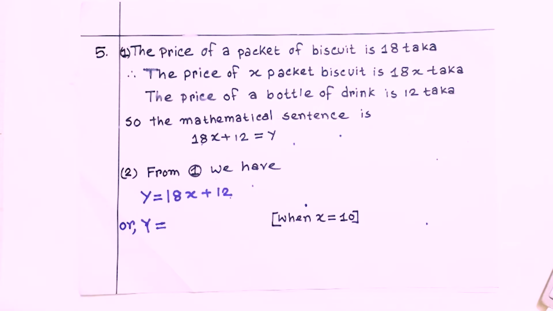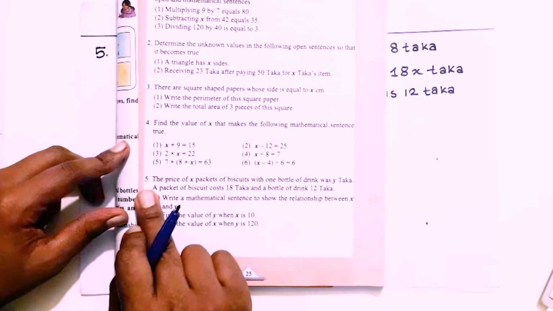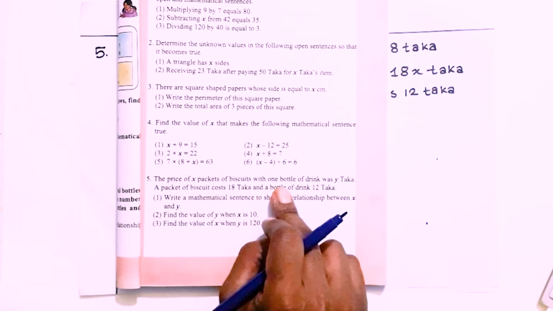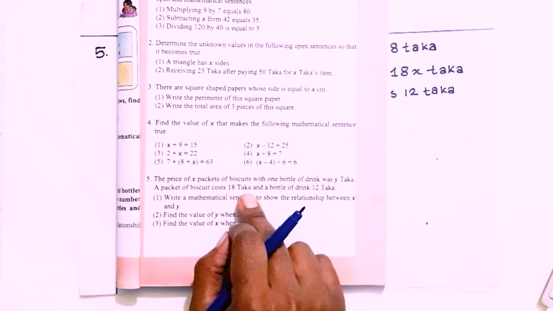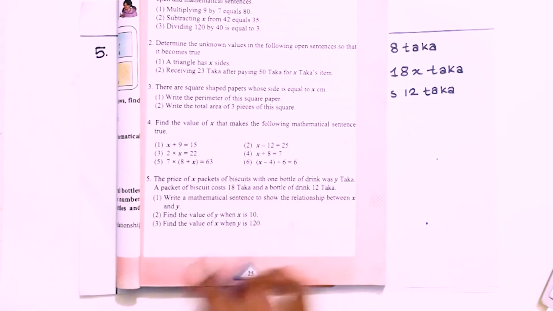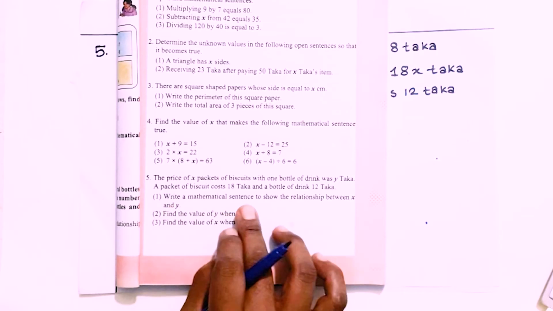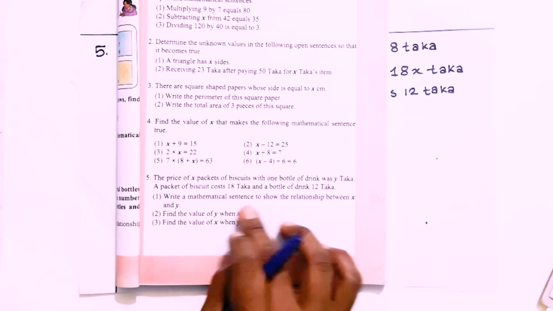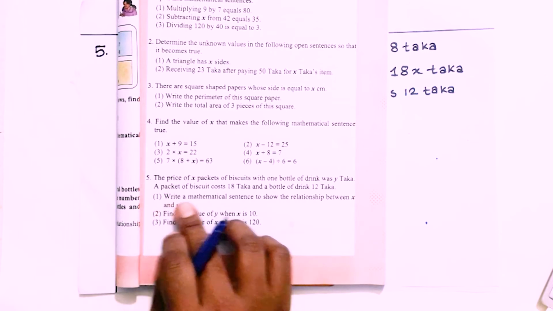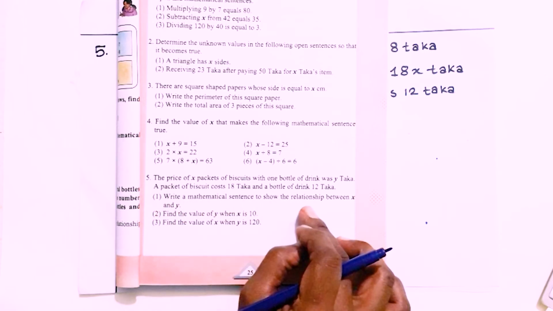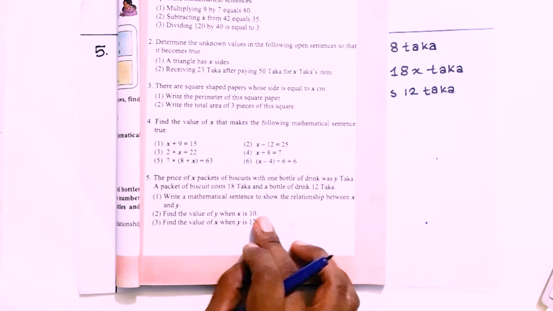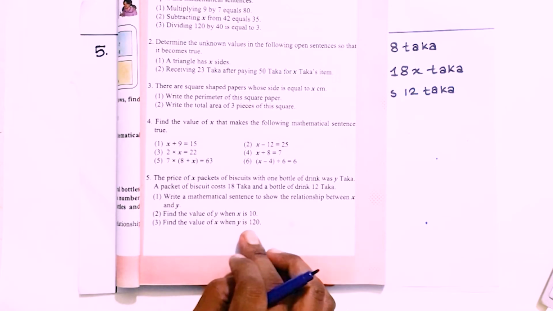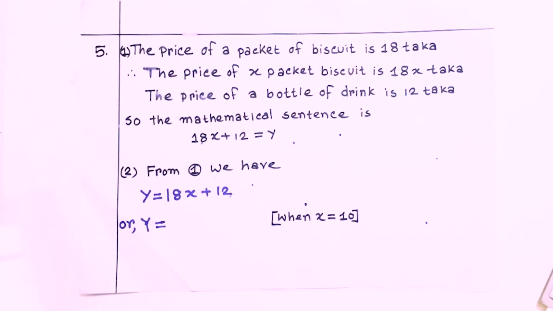Now, my dear students, go to question number 5. The question is: the price of x packets of biscuits with one bottle of drink was y taka. A packet of biscuits costs 18 taka and a bottle of drink 12 taka. First, write a mathematical sentence to show the relationship between x and y. Second, find the value of y when x is 10. Third, find the value of x when y is 120.